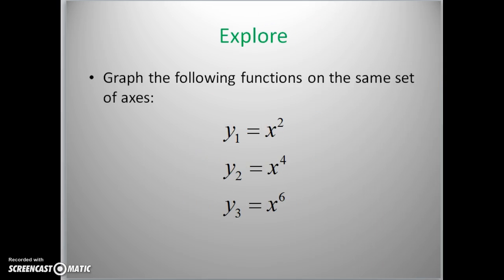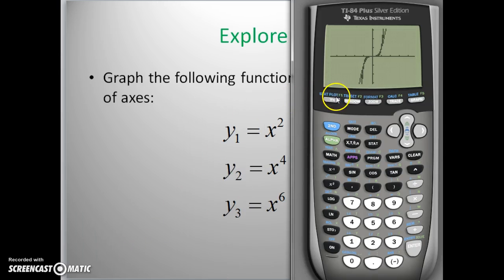Okay, in our next exploration, we're going to do something similar, except we will graph x squared, x to the fourth, and x to the sixth. So we're looking at even-powered functions. So let me go back to my y equals. I could clear everything out, but I might as well just type over what I have in here.